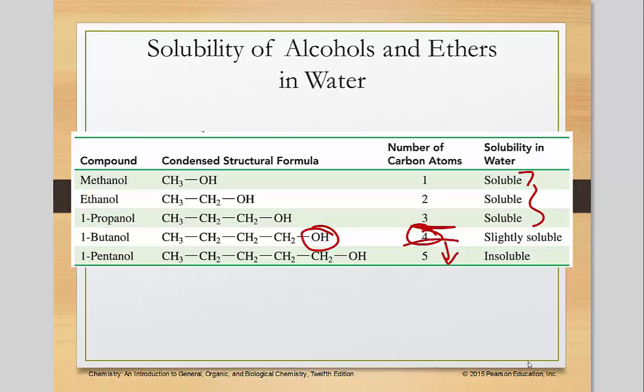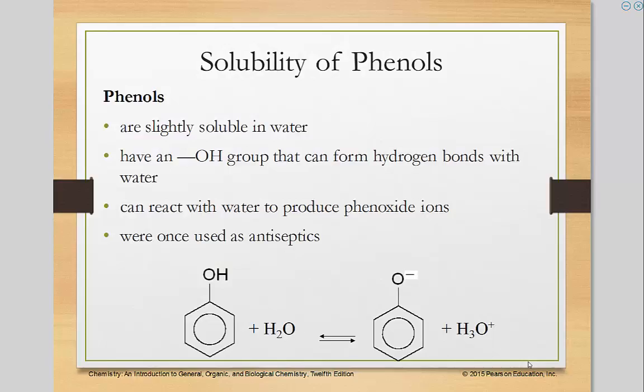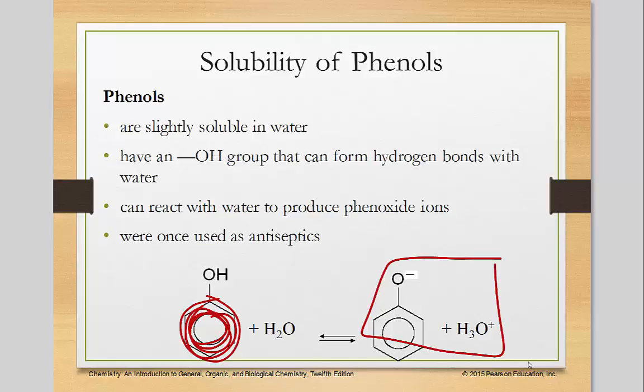Anything more than 5 is insoluble, with the exception of phenols. Phenol, remember, is an aromatic. It's a benzene molecule with an OH attached to it. So we actually have 6 carbons here, which is, of course, greater than 4. However, because there are so many electrons involved in this, you still have that negative-positive interaction to the point where it actually ends up reacting. So it dissolves a little bit, and it could actually react to make phenoxide ions.